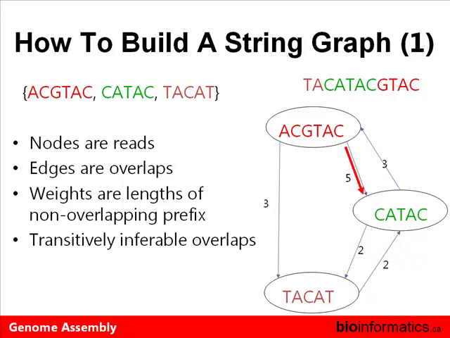There is something called transitively inferable overlaps. So for example, ACGTAC, TACAT, and then this TACAT. This walk will exactly spell this overlap with one letter. So this overlap is called transitively inferable. It can be inferred from these two edges, from this edge and this edge. So these are overlaps that we'll want to remove from our graph, because they're actually redundant.